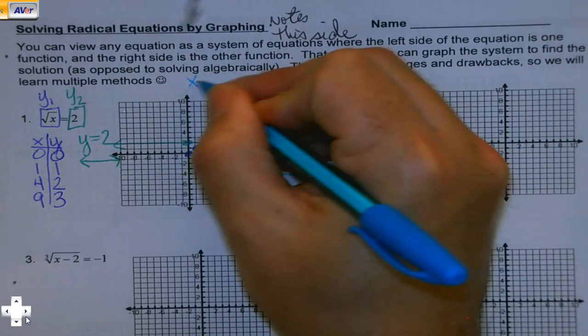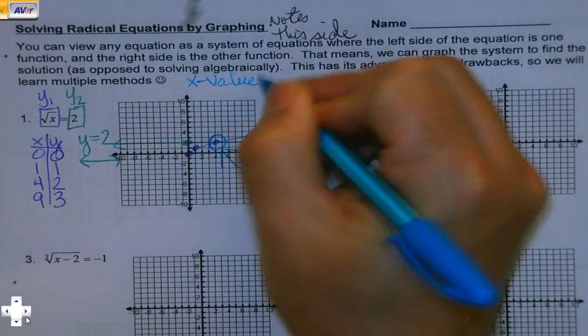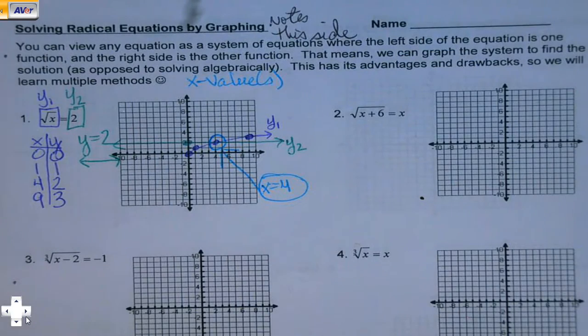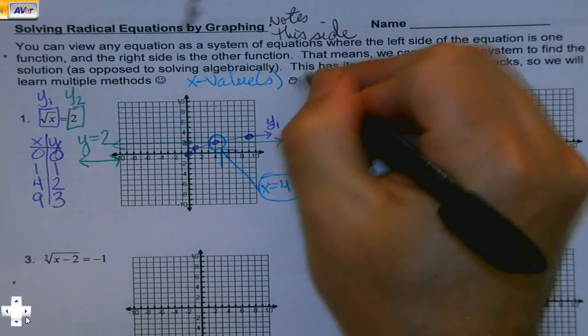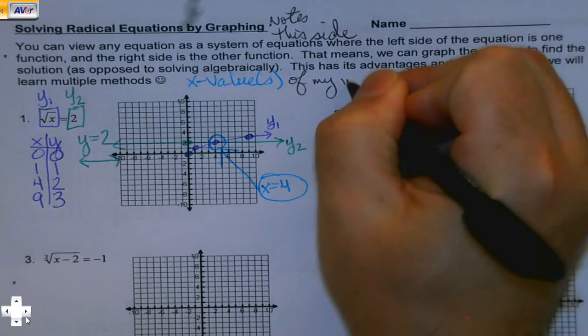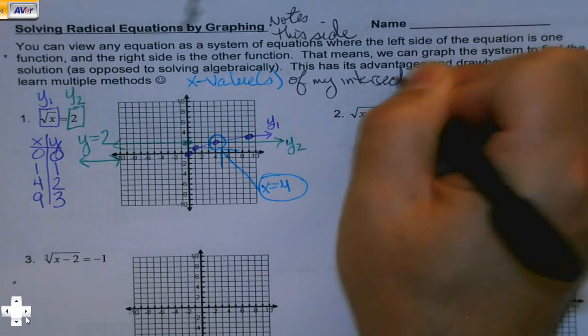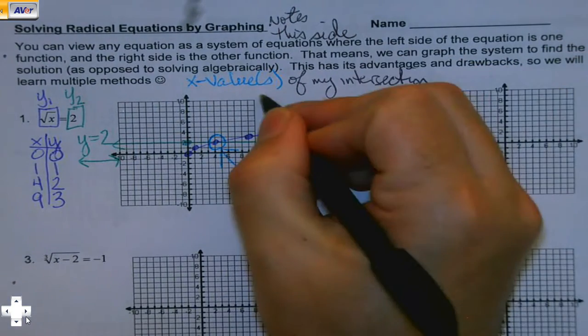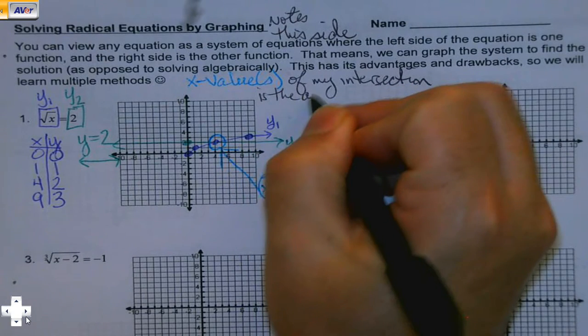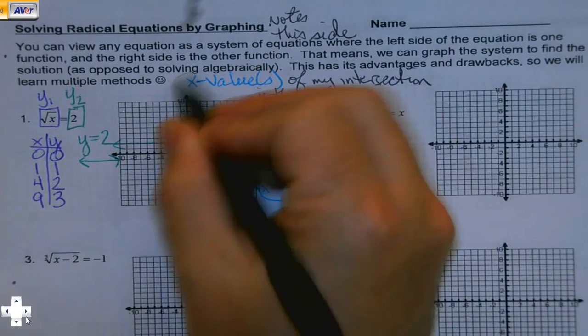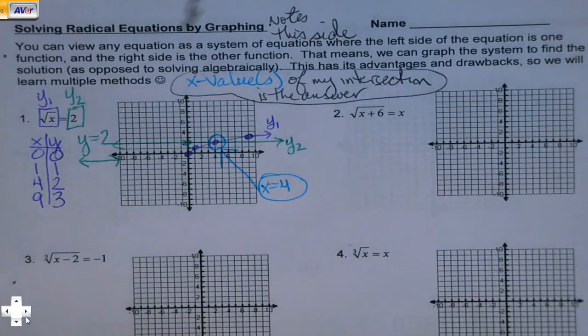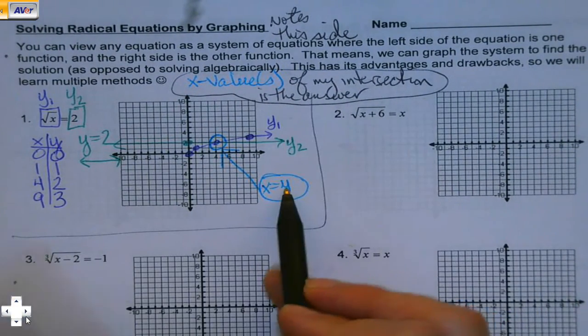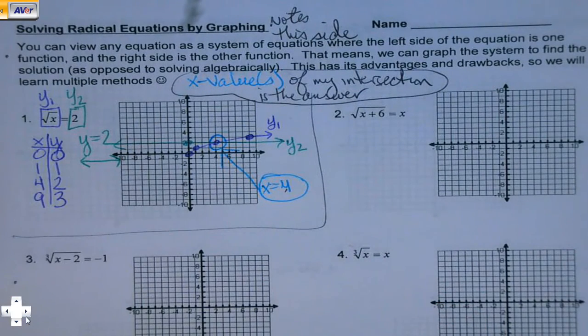So the x value, or it could be values, of my intersection is going to be my solution. It'll always be the x value. It will not switch up sometime and be the y value. And if I take a minute and think about it, I probably could have figured that out in advance. Square root of 4 is 2. Okay, that matches up. That works.